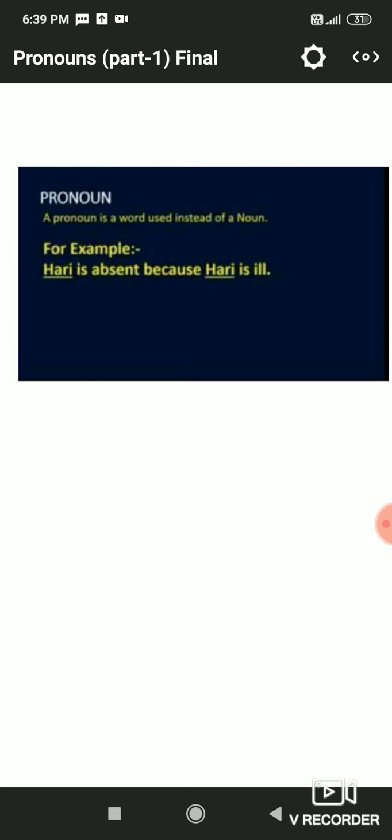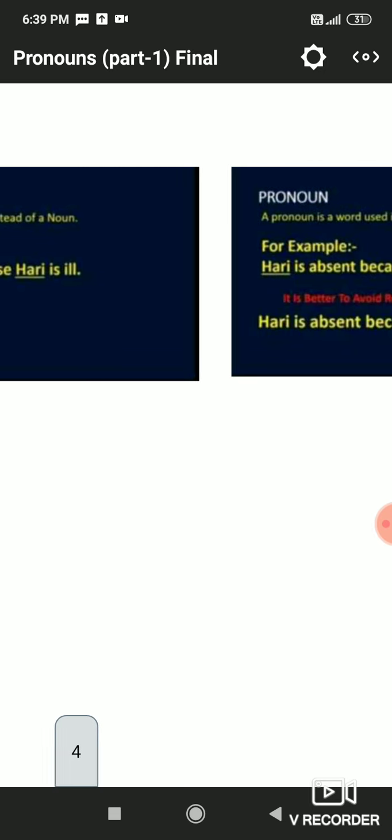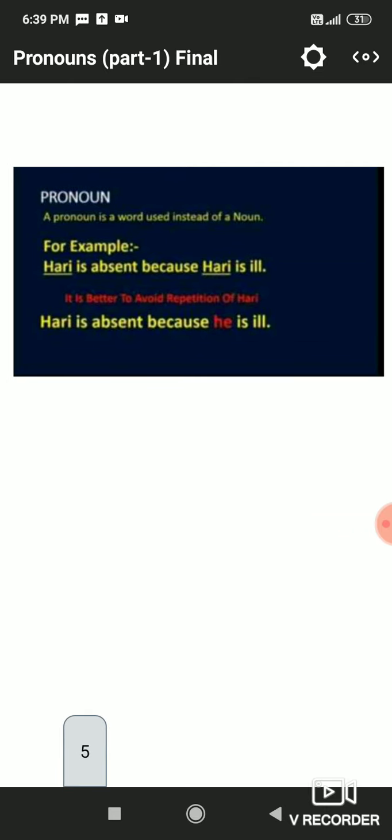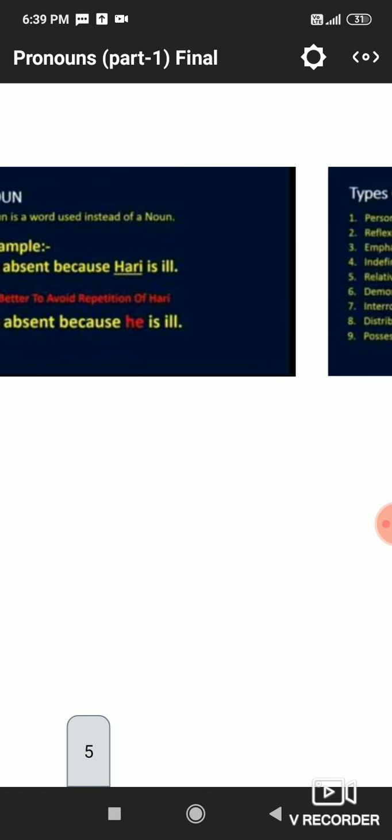Very easy. Hari is absent because Hari is ill. In this sentence, the word Hari, which is a noun, is repeated again, which does not look correct. So here it needs some amendment, and if we change that sentence into proper form, then we will write: Hari is absent because he is ill. Here we have replaced the repetition of the noun Hari with he. So here the word he is used as a pronoun. According to the definition, a pronoun is a word used instead of a noun. Now it is looking better than the previous sentence.